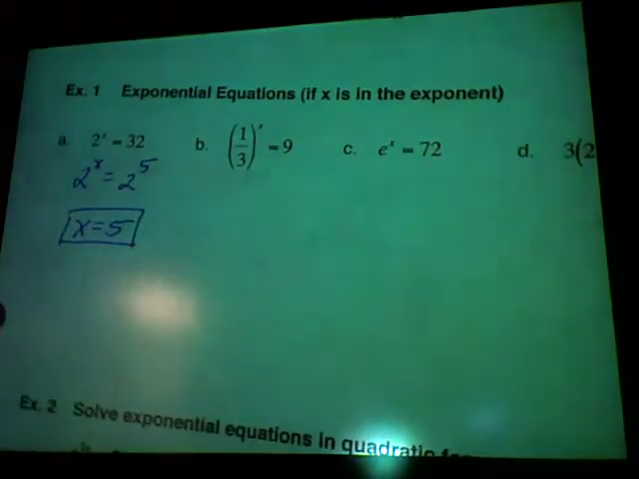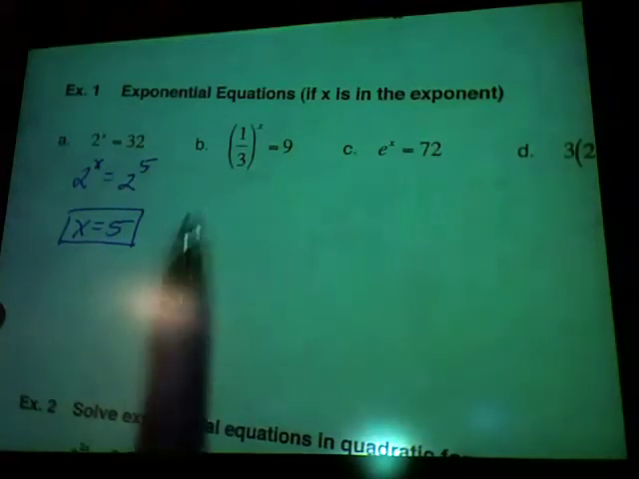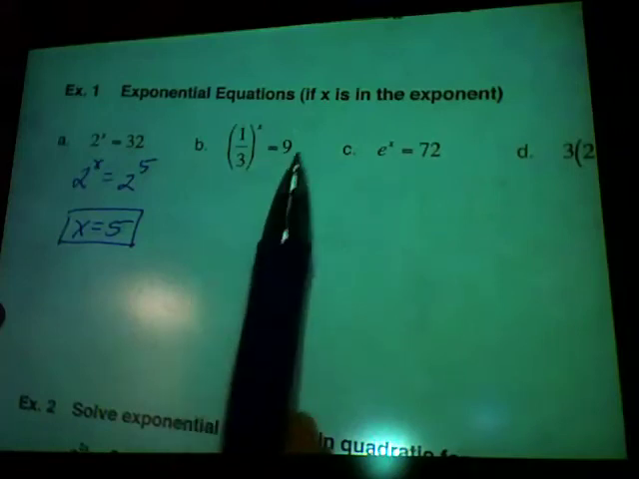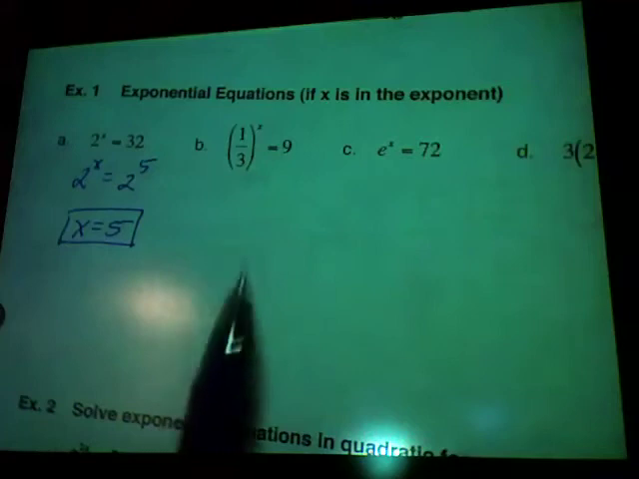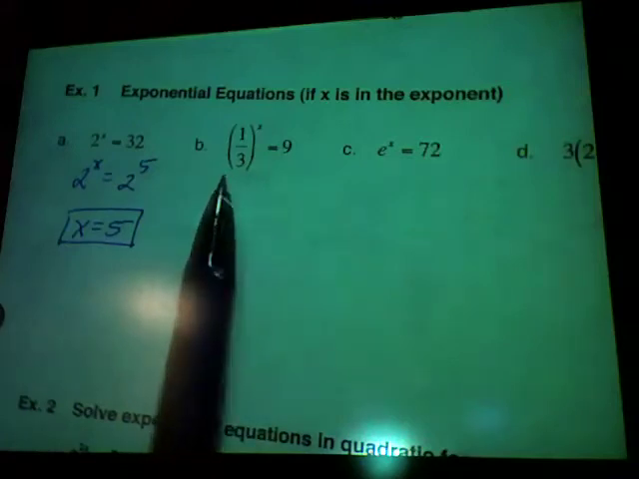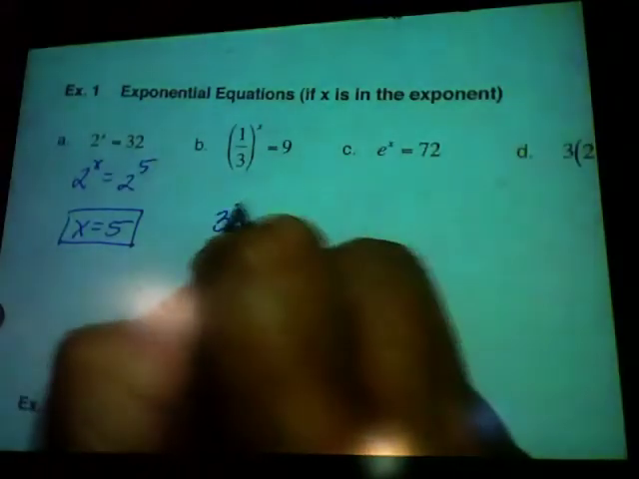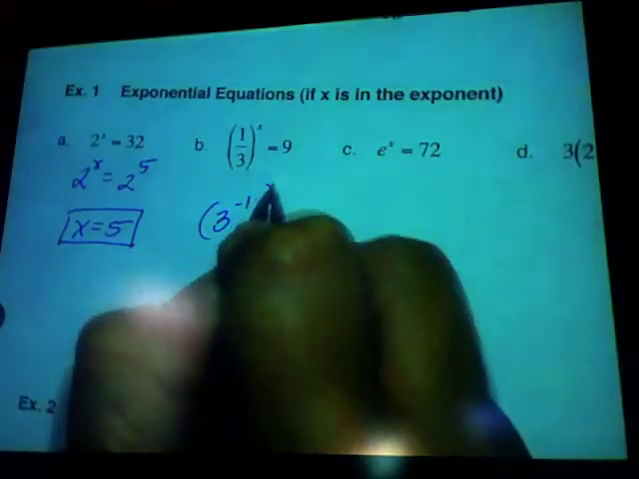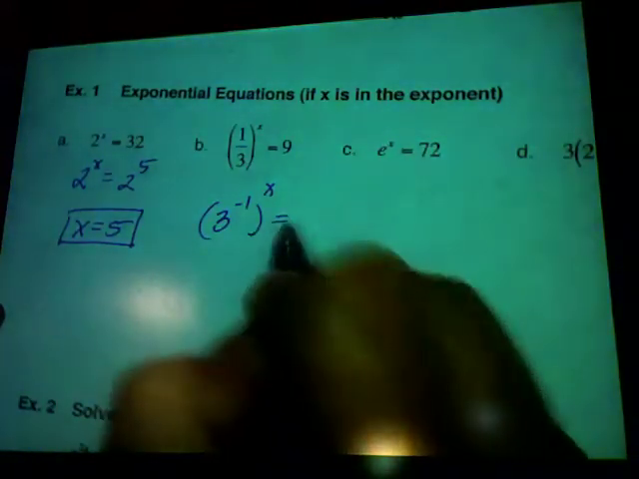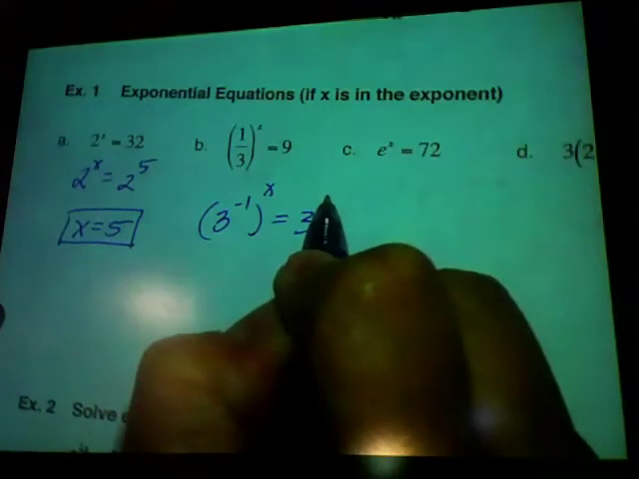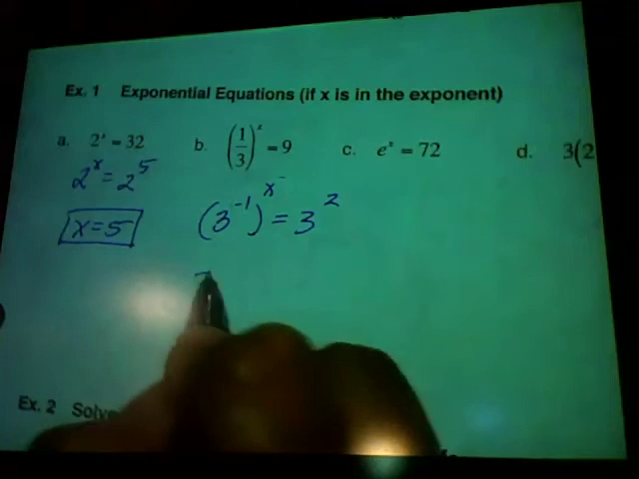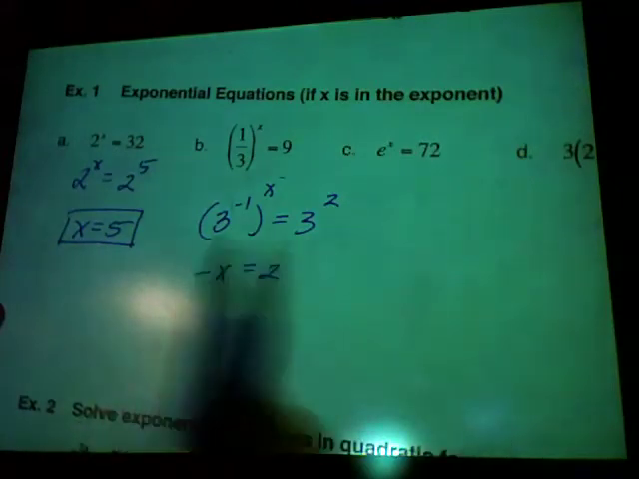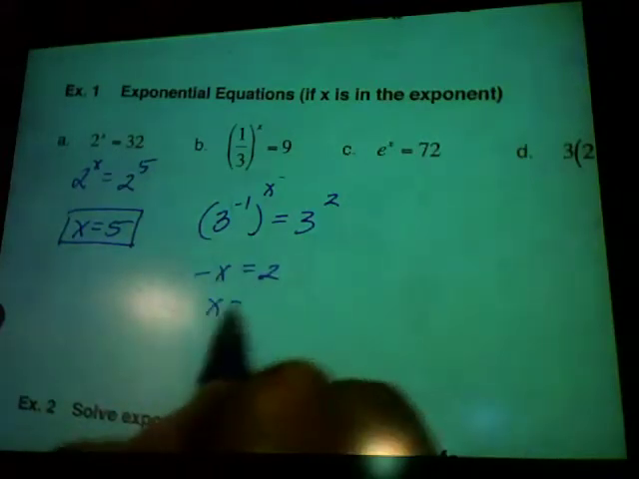They're going to combine the old with the new. So this one you could actually do 2 different ways. You could either make 9 into a base of 3 and put it as a fraction, 1/3, right? Or how can we change 1/3 so it's a base of 3? 3 to the negative 1, right? Raised to the x equals 9, which is 3 to the what? Squared. And then power to power, don't we multiply? So I have negative x is equal to 2 because now my bases are the same. So what does x equal? Negative 2.